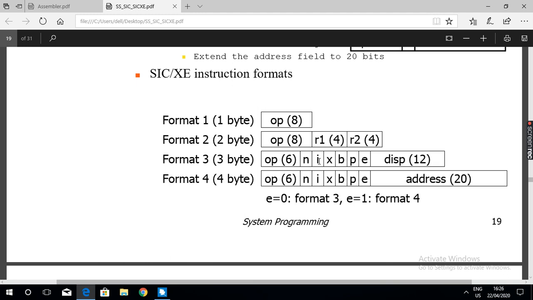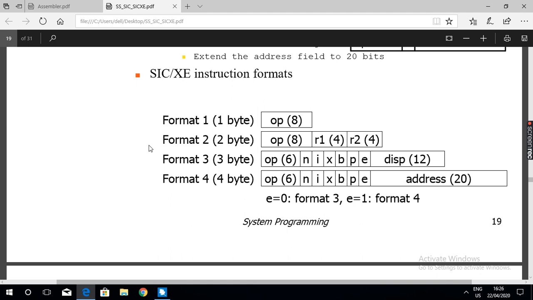If immediate addressing mode is followed, this I bit is set to 1, and N is set to 0. For indirect addressing mode, N is set to 1 and I is set to 0. For simple addressing mode, both N and I are set to 0 or both are set to 1. So these bits are meant for addressing mode.